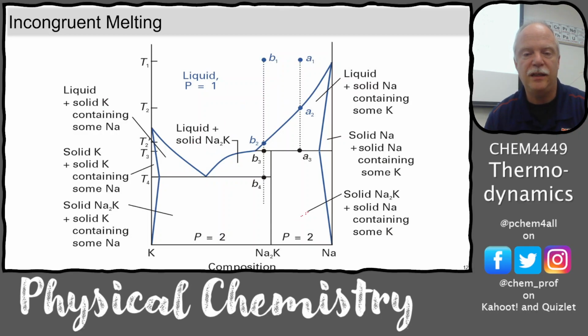So we have potassium and sodium, and this is an example where we have this substance called NaC. So sodium and potassium form a compound in the solid phase that's not stable in the liquid phase. It does not have its maximum melting point. It decomposes before it melts. And so that's why they call this incongruent melting. The other melting points are a maximum on the liquid line, and this one is not.